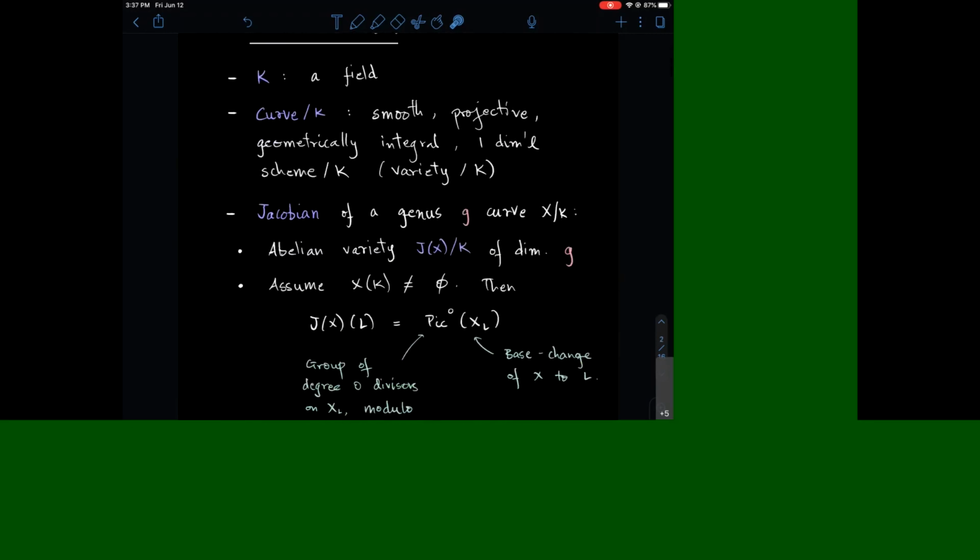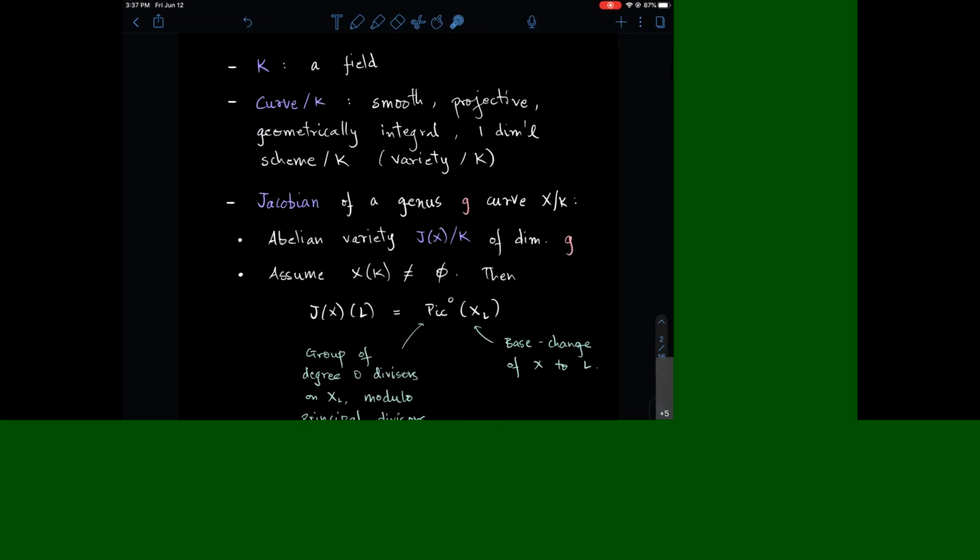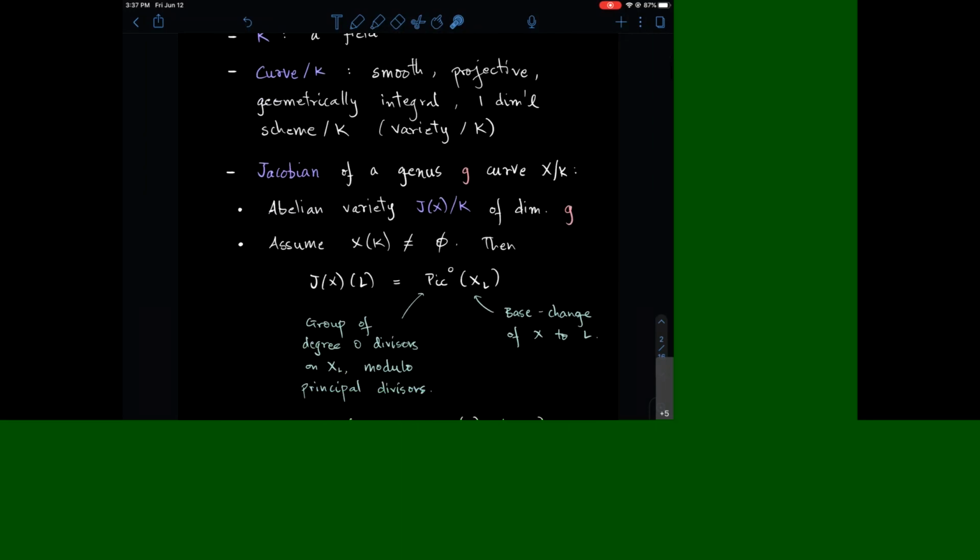Here, K above was a number field, but just for some definitions, for a field K, a curve over K would be a smooth projective geometrically integral one-dimensional variety over K. And the Jacobian of such an object is an abelian variety denoted J of X over K, which is going to be of the same dimension G as the genus of the curve.